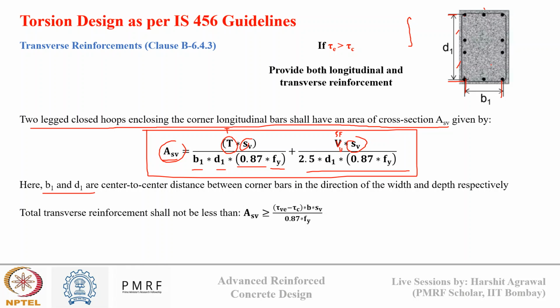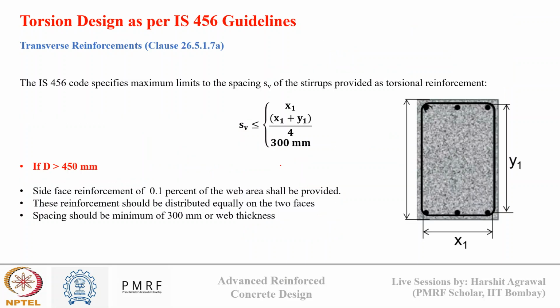So b1 and d1 I have shown you here. It is the center to center distance between corner bars in the direction of width and depth. And this total Asv should always be more than this formula: tau Ve minus tau c times b Sv upon 0.87 fy. So it should be more than this. Using these two relationships, we design for the transverse reinforcement.